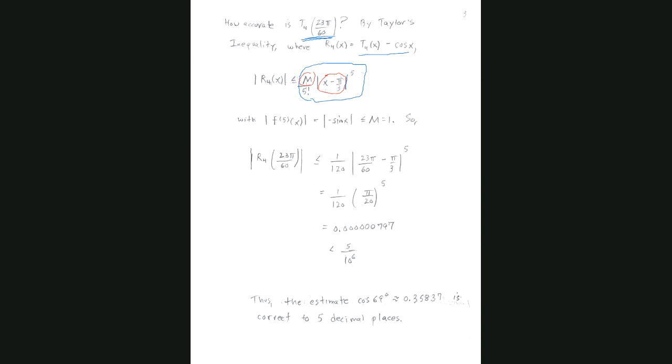Well, we know that the fourth derivative was the cosine of x. So the fifth derivative is negative sine of x. And we are trying to find out where the absolute value of the fifth derivative is maximized. For what value of x is that maximized?